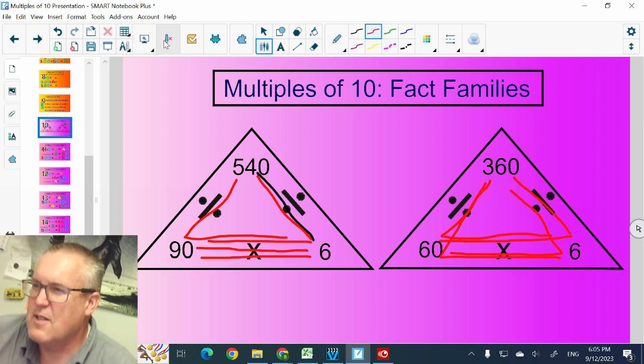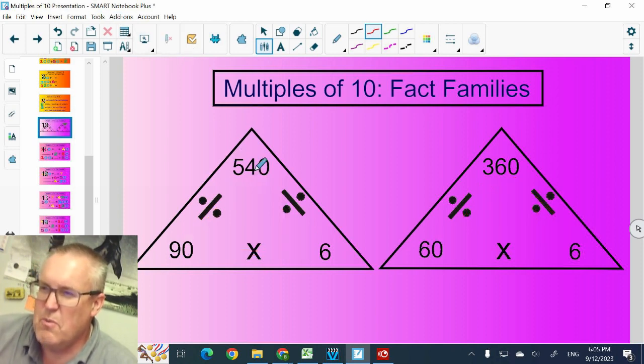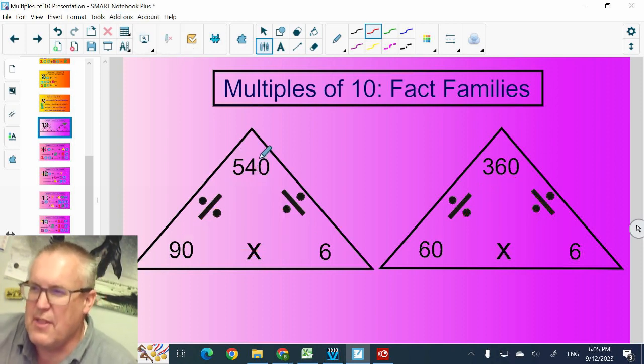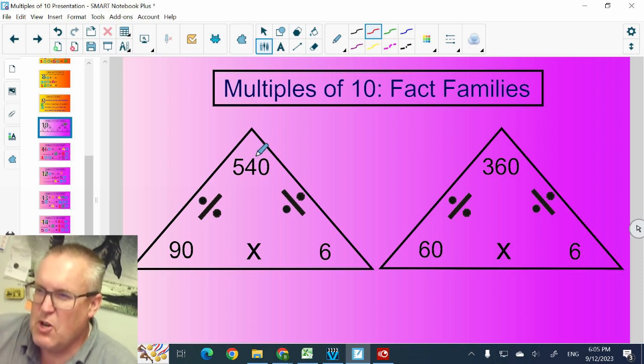Now, let's say that you do not remember. Let me clear this. Let's review the tricks, right? So, if you are dividing 540 divided by 6, just get rid of this 0 for a second. 54 divided by 6 is 9. Then you're just going to put that 0 back. Okay? And so that's 90.